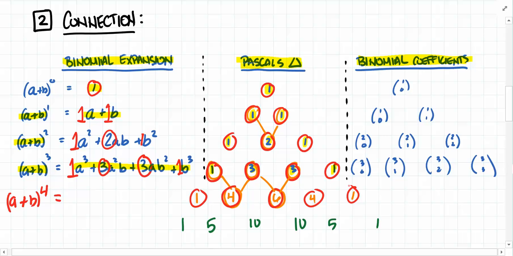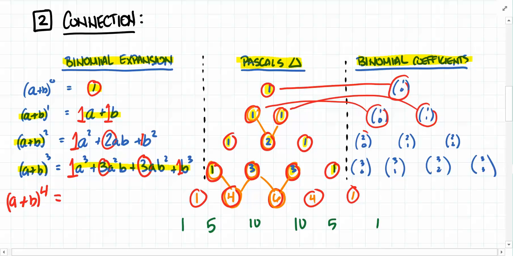Now here's something even crazier. The binomial coefficients. 0 choose 0 is the number 1. 1 choose 0 is the number 1, and 1 choose 1 is also the number 1. 2 choose 0 is the number 1. 2 choose 1 is the number 2, and then 2 choose 2 is the number 1 again. So where are these coming from? These are coming from the exponents.